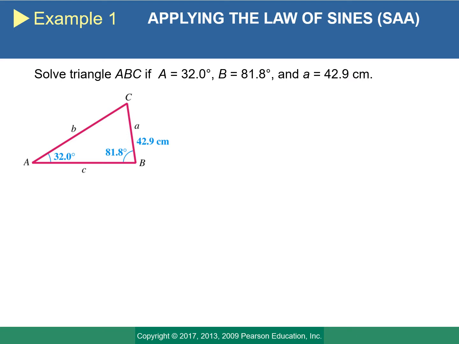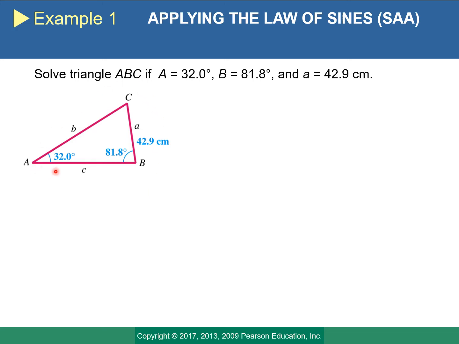Okay, so let's take a look at our first example here. Solve triangle ABC if angle A is 32 degrees, angle B is 81.8 degrees, and side length a is 42.9 centimeters. So just a real quick note, even if the degree symbol, let's say we didn't see it, we would still know these were angles because they're capital letters, capital A, capital B. And even if the centimeters was left off, we would know 42.9 is a side length because this is a lowercase a.